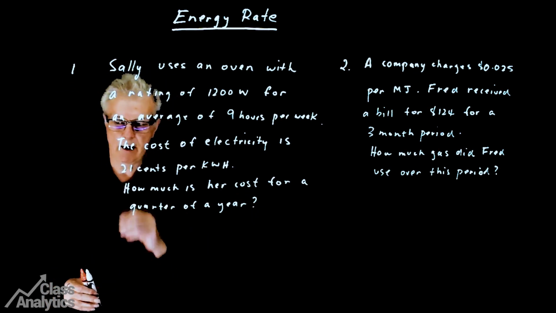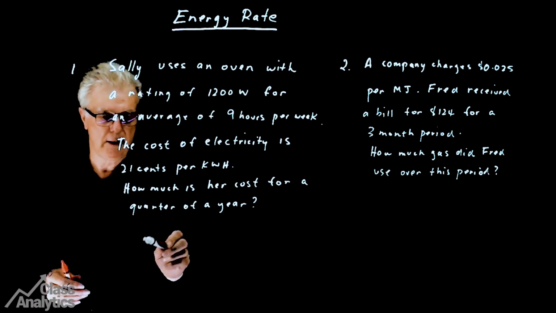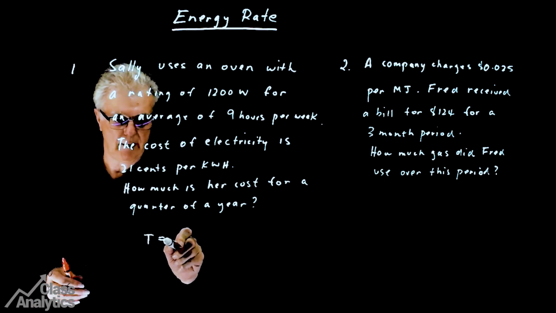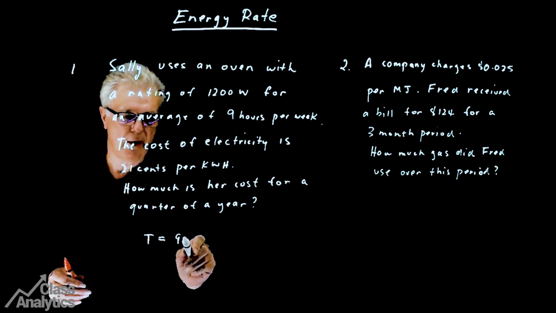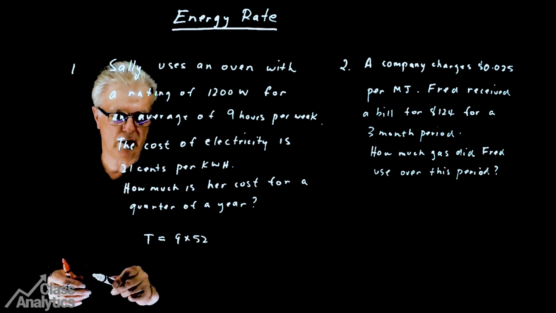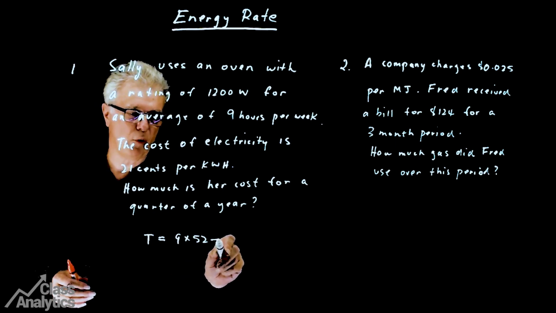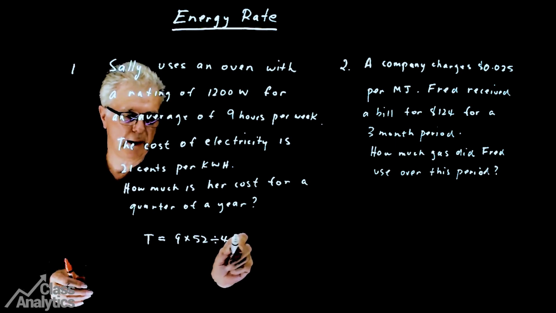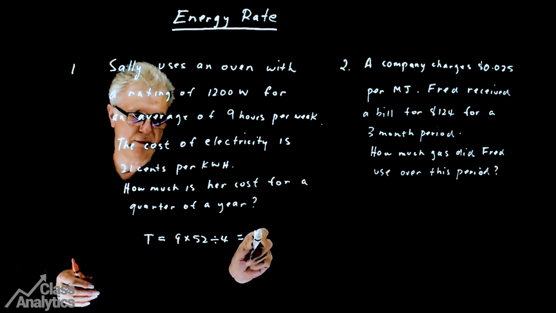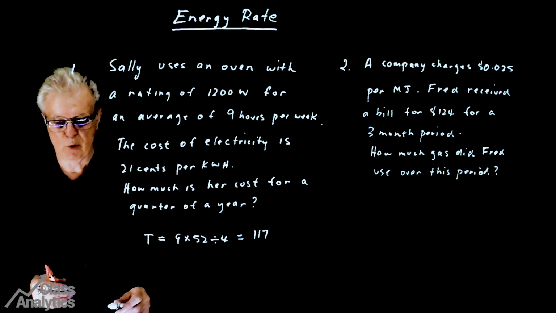All right, what we'll do now is work out the time it takes altogether, and that's 9 hours times 52 weeks in the year. Now that will give us the total time, but we need to divide that by 4, it's only a quarter of a year. And that comes out to a total of 117 hours to get billed for.